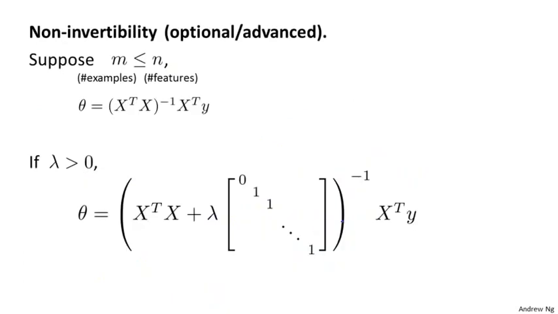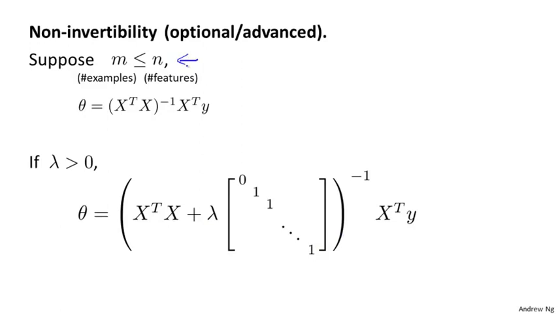So finally, I want to just quickly describe the issue of non-invertibility. This is relatively advanced material, so you should consider it optional and feel free to skip it, or if you listen to it and parts of it don't make sense, don't worry about it either. Earlier, when I talked about the normal equation method, we also had an optional video on the non-invertibility issue. So this is another optional part that's an add-on to that earlier optional video.